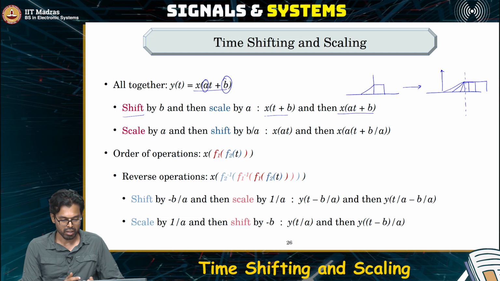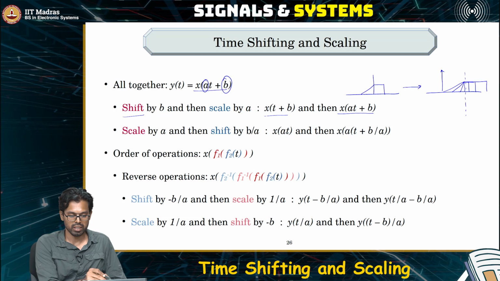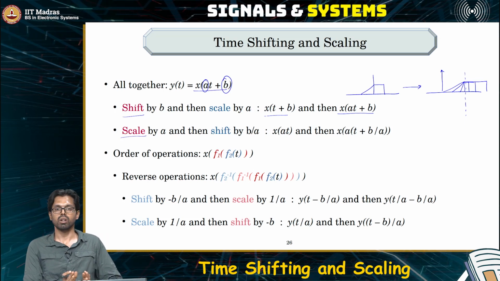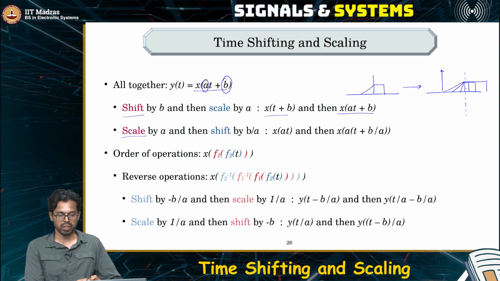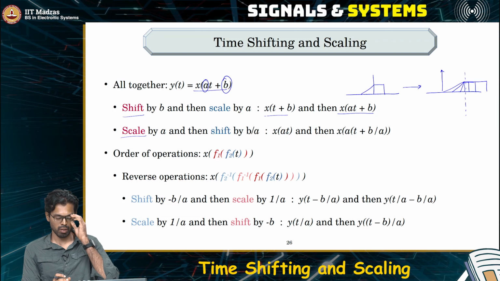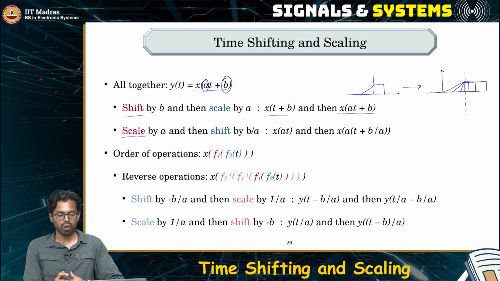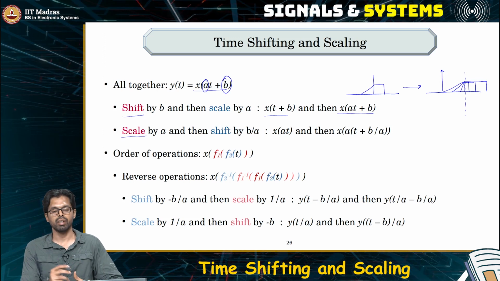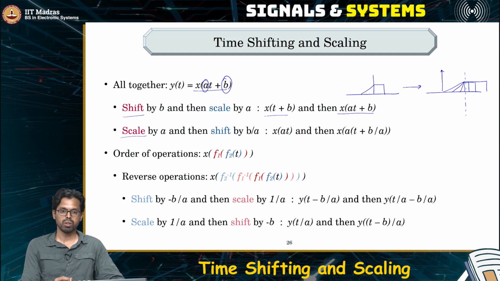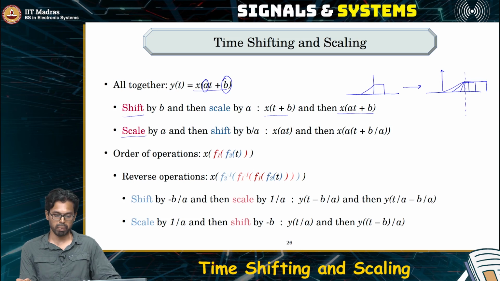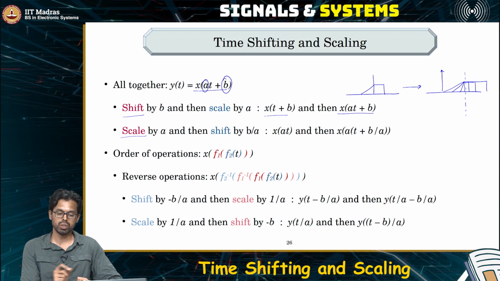Nothing wrong in that. But there is something that we have to keep in mind. Let's say you are first going to scale, which means you are retaining the origin at 0, and then you are going to do the scaling operation. Either you are going to expand it or compress it, and then you are going to shift it. Now, if you are going to shift after expansion, then remember, because the signal is already expanded, the amount by which you have to shift also needs to expand. If the signal is already compressed, then the amount by which you are going to shift should also compress.